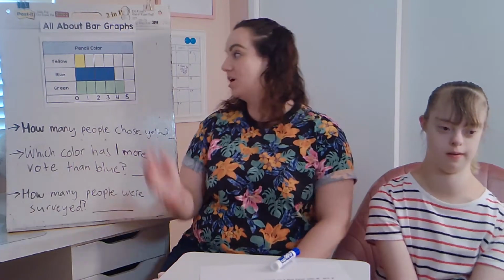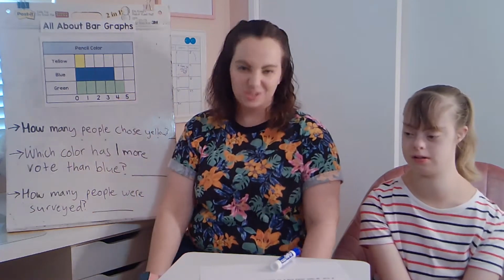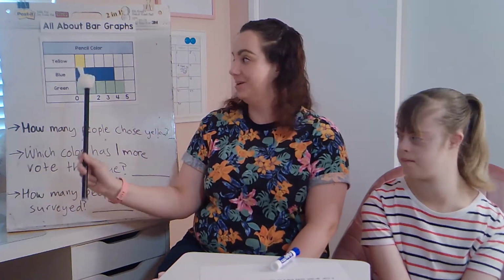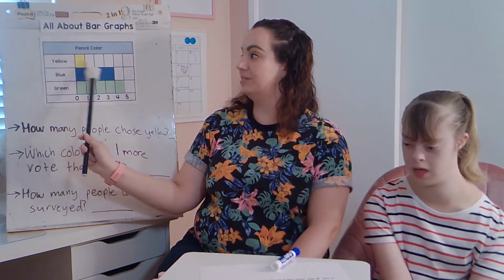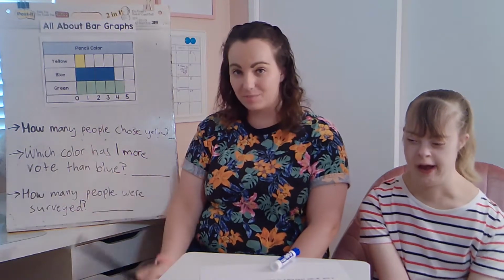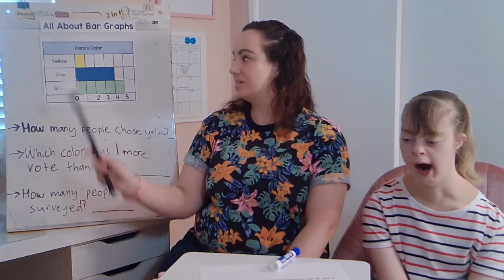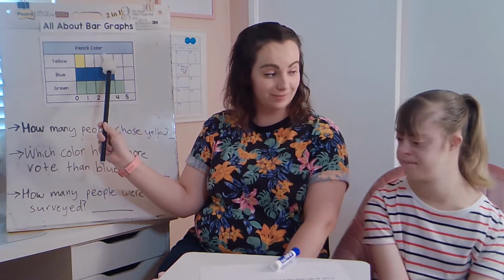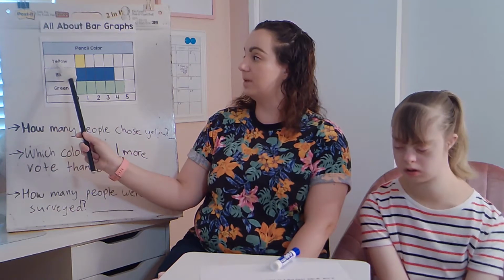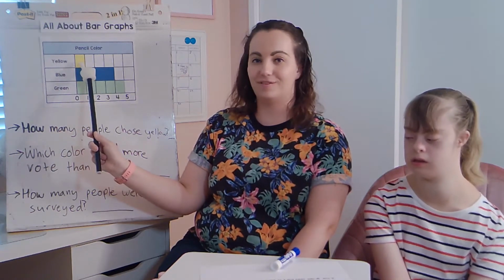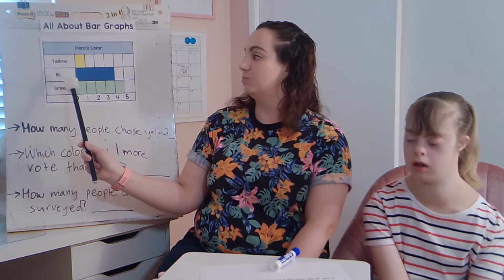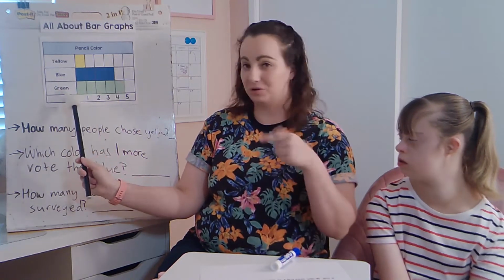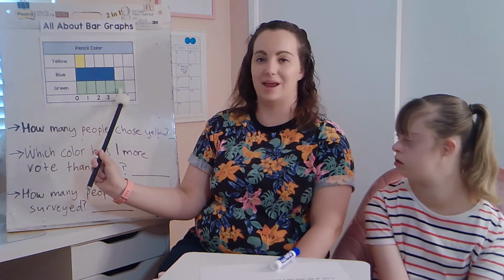Here we are with a new bar graph. As you can see, this bar graph is already made for us. We see the subjects, we see the bars showing how many people voted for that. This bar graph is all about favorite pencil color. Some people said yellow was their favorite pencil color. Blue was some people's favorite, and green was some people's favorite.